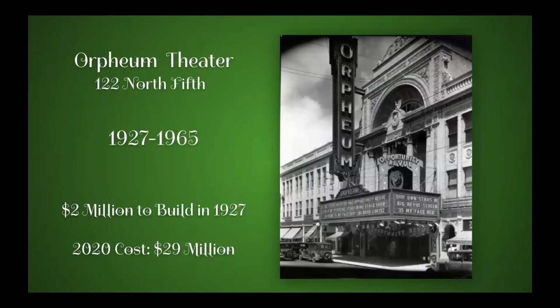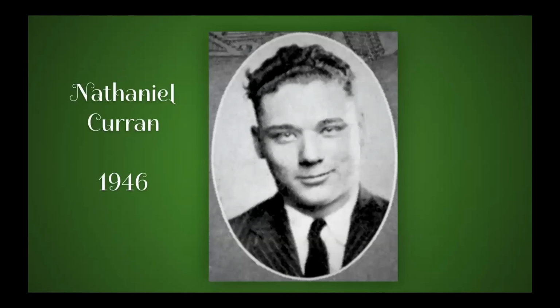In 1933, at 308 East Lawrence, the engineer at the Orpheum Theater lived. His name was Clarence Clay. The Orpheum Theater cost $2 million to build in 1927. Today, it would cost $29 million. And by 1946, Nathaniel Curran had moved into 308 East Lawrence.